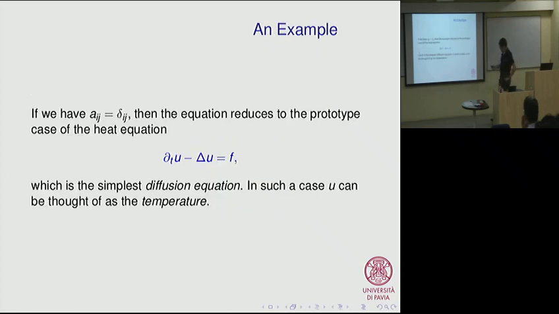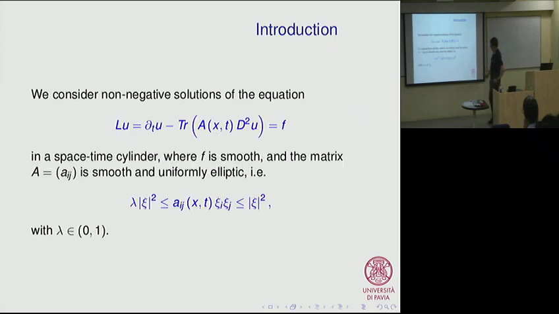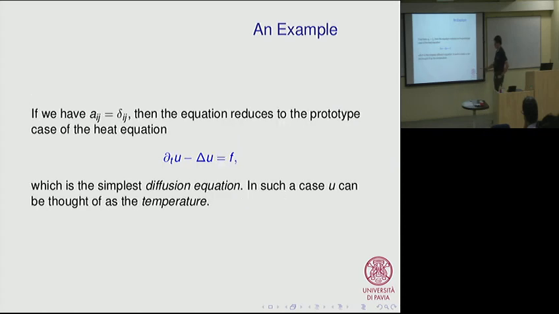And in particular, just to make an example, if the matrix A_ij reduces to the Kronecker delta, so it's just delta_ij, then the equation reduces to the heat equation, which is the prototype equation for describing diffusion processes. And in this case, you can think of u, for example, as the temperature, because this will tell you how the temperature changes in a body when the heat diffuses in the body itself.